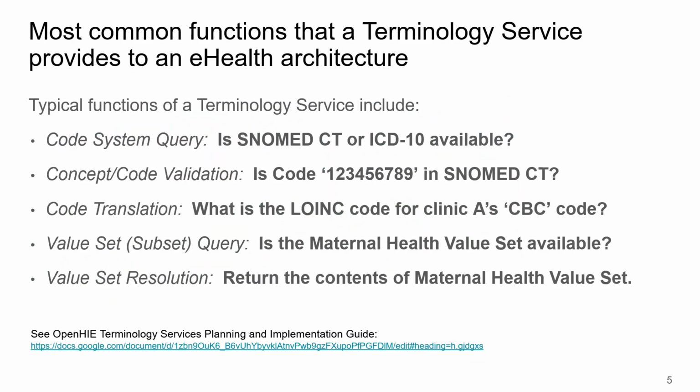And so just to give a couple examples of what a terminology service can do, it can see if a code system like ICD-10 is available. You can see if codes exist within a code system. If you're looking for code translations, like a mapping between a LOINC code and a local code. If you're looking at value sets, if one is available or you want details on it. These are all the kind of things that a terminology service can do.